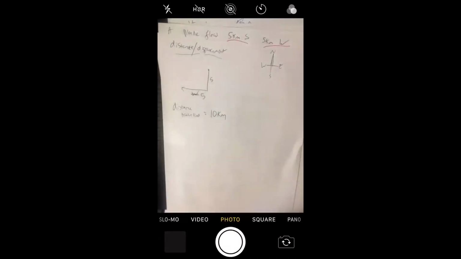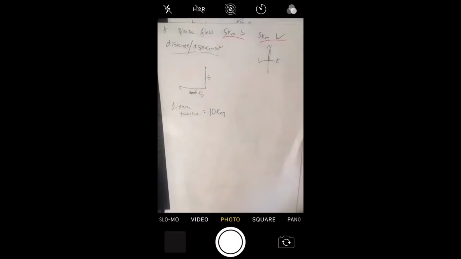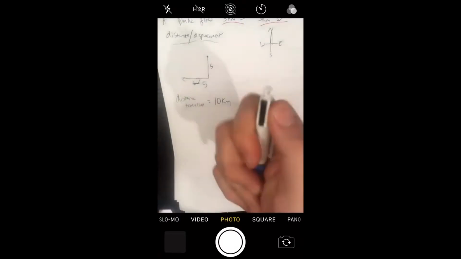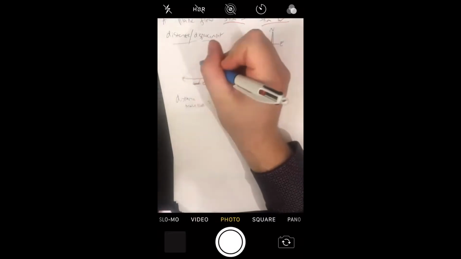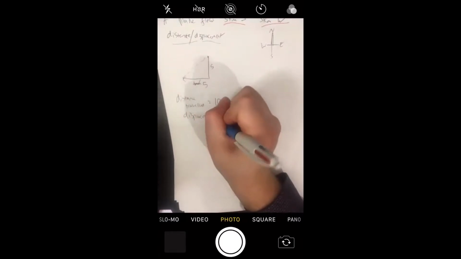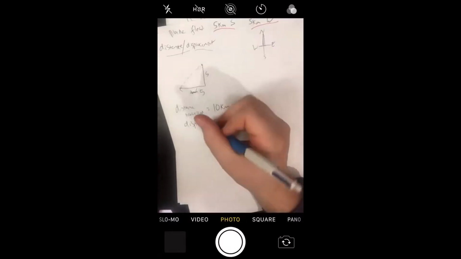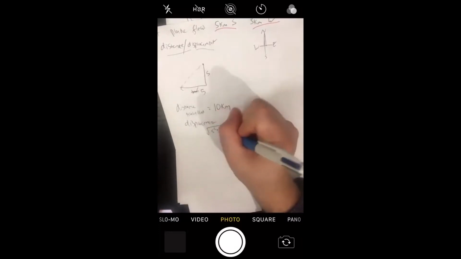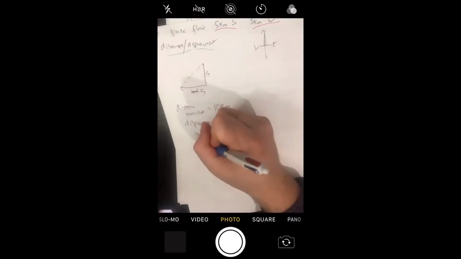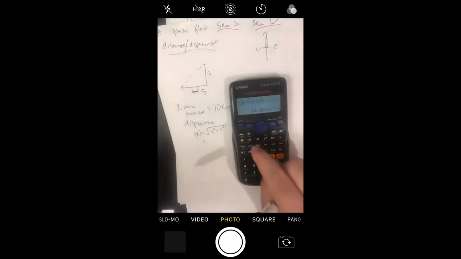So then the displacement, how do you work out the displacement? Well, the displacement happens to be this line here. So we're going to do the square root of 5 squared plus 5 squared. That's going to give us the size of the displacement, which is 7.07.